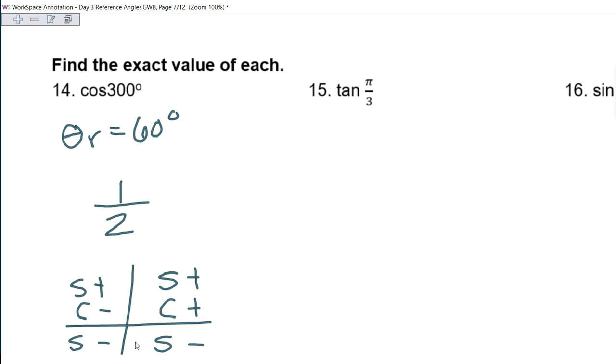300 degrees is in which quadrant? 4. So cosine in quadrant 4 would be positive. So the answer is positive 1/2.